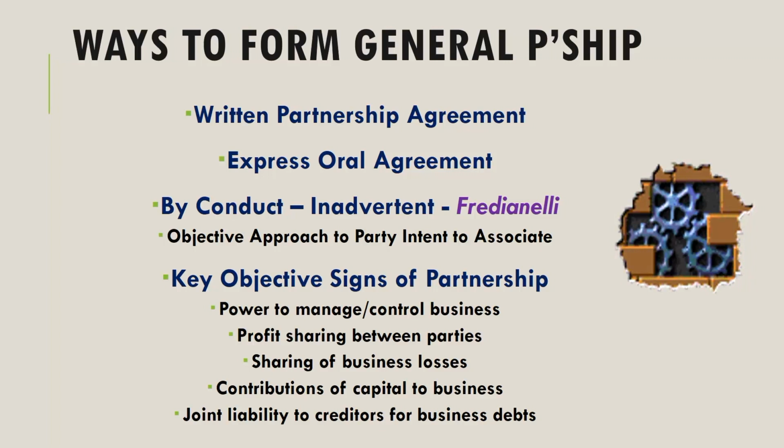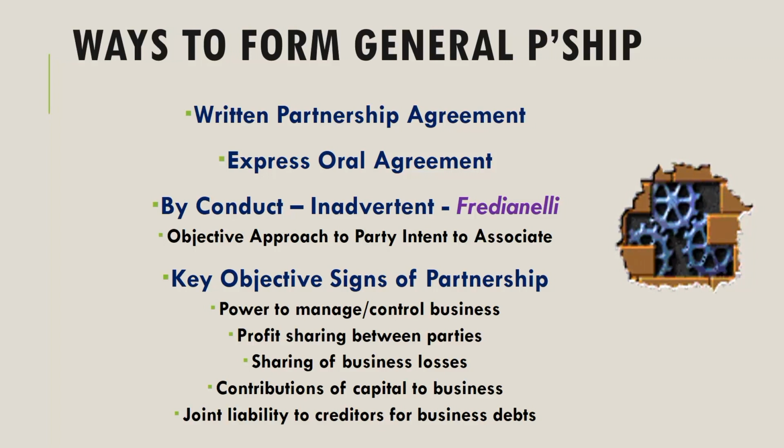And that's what the Freddie and Ellie case was all about. The court had to objectively determine whether or not they had created by their conduct a partnership, even though they didn't have any kind of formal written partnership agreement, and they didn't expressly tell him they were in a partnership. There was all this disagreement about it. So you're going to look at what are the key signs that someone objectively may have created a partnership. Most important, the power to manage and control the business. Remember, he had no control, no decision-making authority. The court said he was really more like an employee.